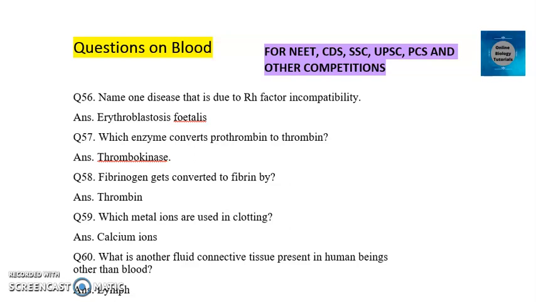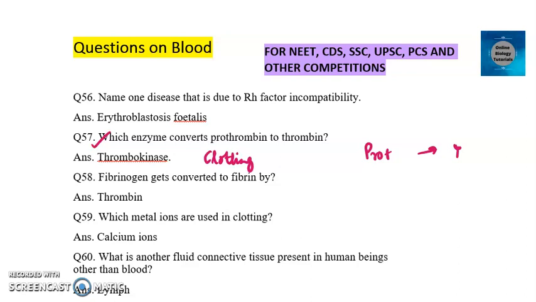Next question is question number 57. Which enzyme converts prothrombin to thrombin? This is thrombokinase, and this is a very important reaction related to clotting. So if a question comes on clotting, you must know that prothrombin gets converted to thrombin with the help of thrombokinase.